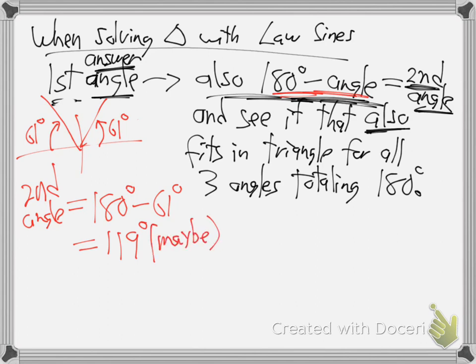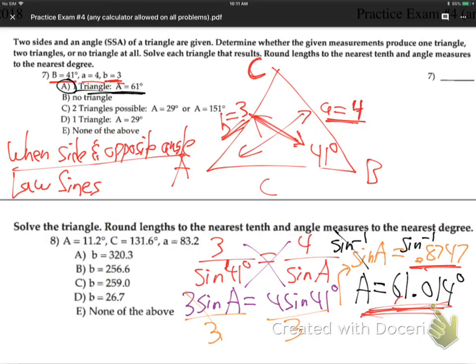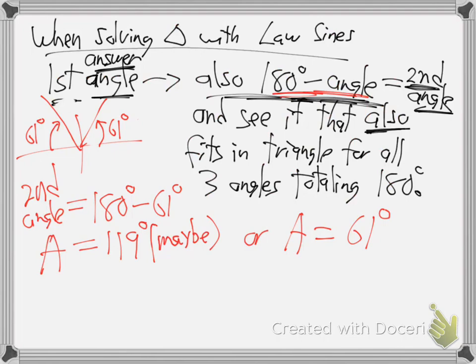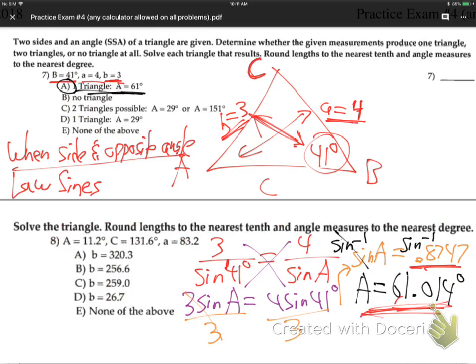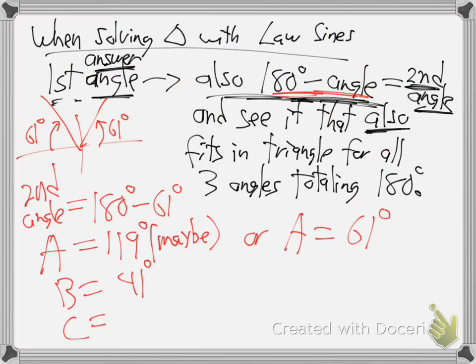Now, does 119 fit in the triangle? We're saying that's angle A, right? So we're saying A can be 119 or A can be 61. Maybe. What's B and C? Don't we already know B? B is 41. So we already know B is 41 degrees. How much would that leave for C? If you add up and subtract from 180, what is that? Yeah, 20 degrees. C would be 20 degrees.